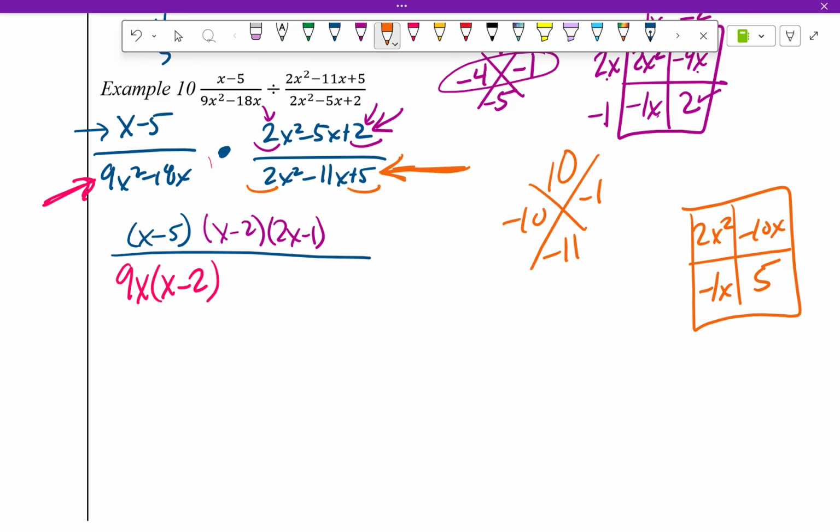All right. What times what is 2? Where does my 2 have to go? What times 2x is negative 10x? And what times 1x is 1x? Negative 1x. Negative 1 times negative 5 is? So we've got x minus 5 times 2x minus 1.